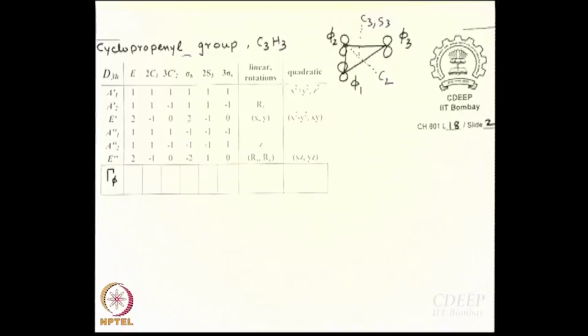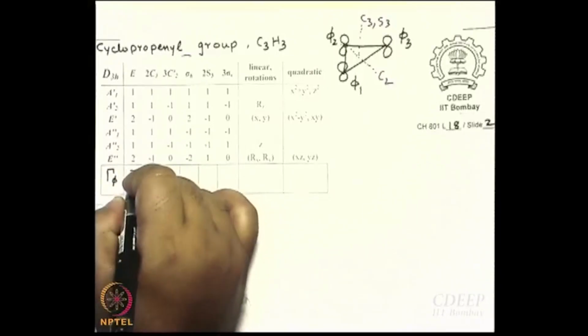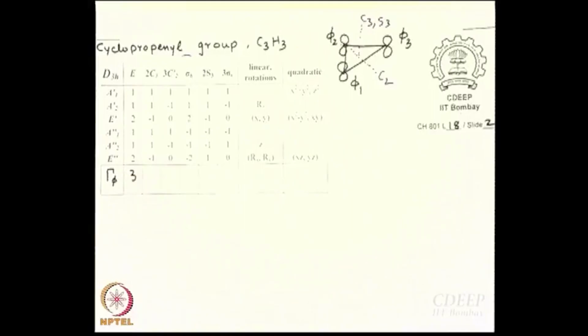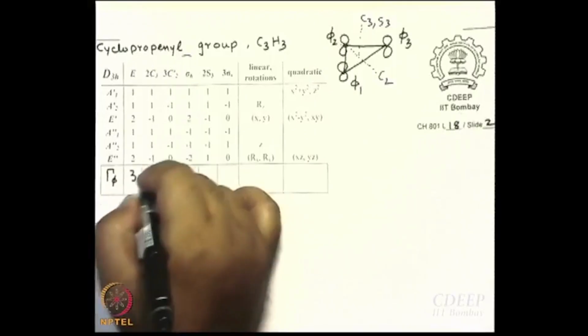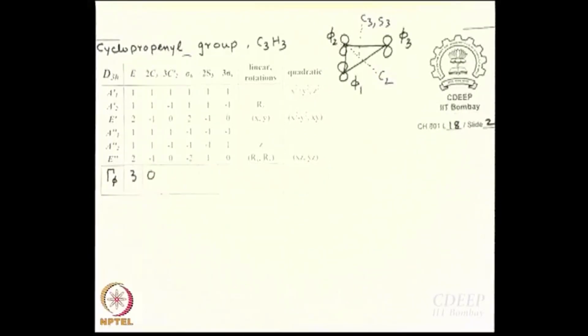How many p orbitals are there? 3. So, this character is 3 without any problem. What happens when you apply C3? 0. They interchange, they move, so 0.